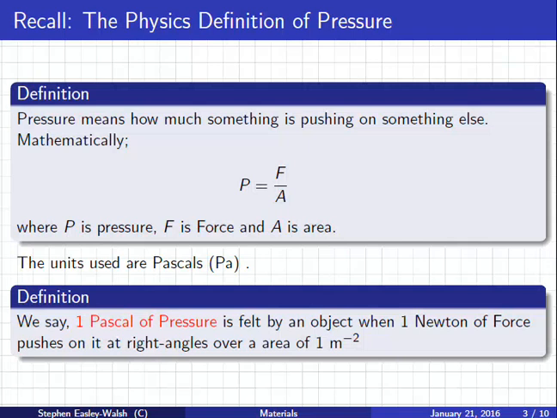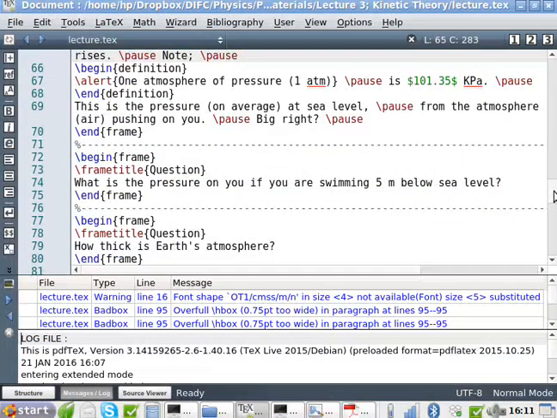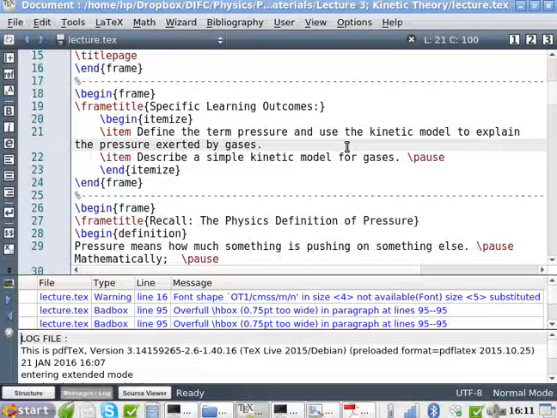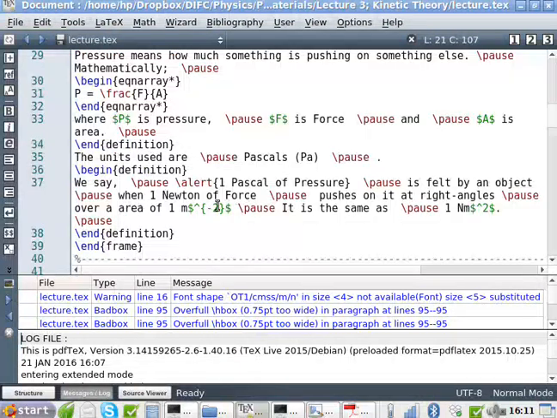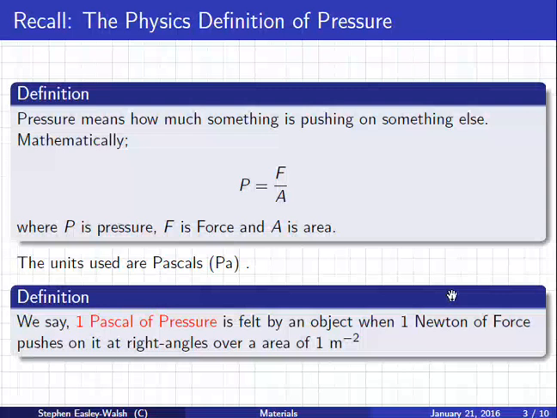Why do I keep writing minus? That should be over an area of 1 meter squared. No minus there. 1 meter squared, no minus. Newton per meter squared. Okay, just write down the formula at least. Pressure equals force over area.